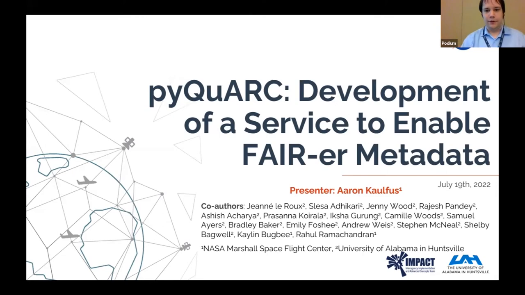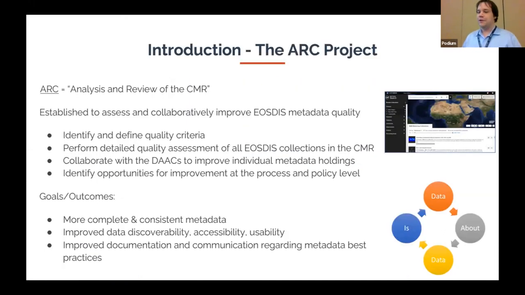So before actually diving into the tool, let's see if we can advance. I want to give a brief introduction of where this evolved from. So I mentioned the ARC project. The ARC project stands for the Analysis and Review of CMR. It was established to assess and improve EOS DIS metadata quality. So the goal was to identify and define the quality and then perform a detailed assessment on EOS DIS collections in the CMR, with the outcome of hopefully having more complete and consistent metadata, improved data discoverability, accessibility, and usability, and also improved documentation and communication around best practices for metadata curation.